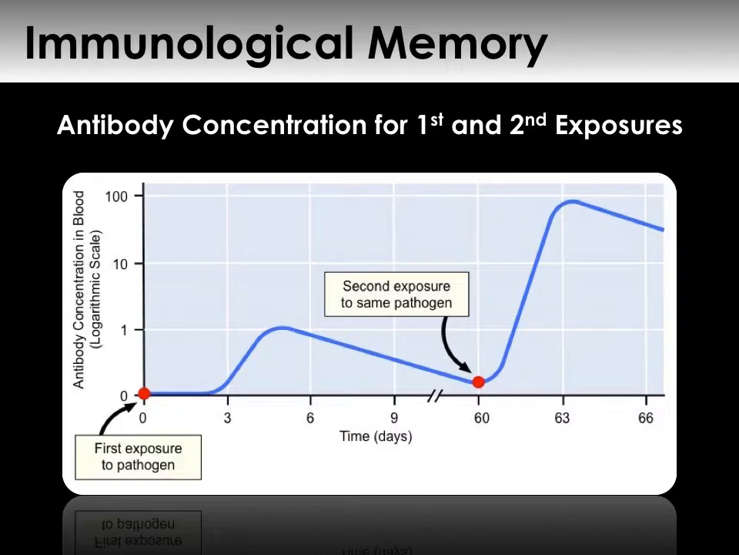Here is a graph that shows the first and second exposure to a particular pathogen. You can see the first exposure to the pathogen, it takes some time to make antibodies. But once you have that second exposure to the pathogen, the antibody response is much more rapid.